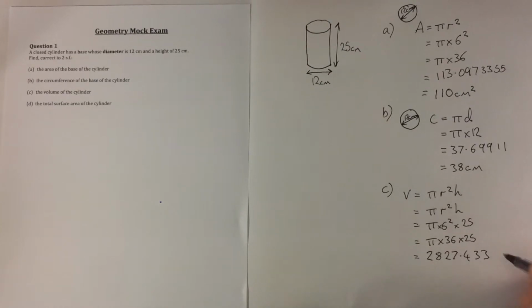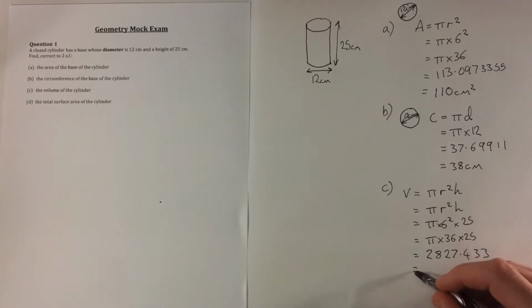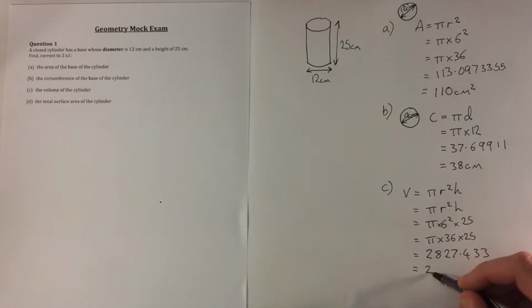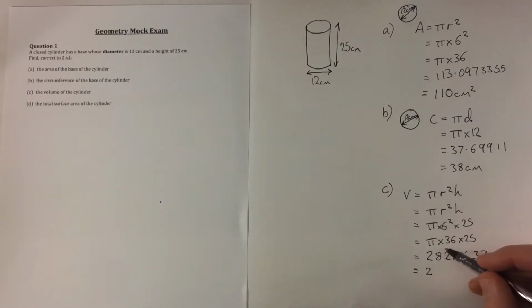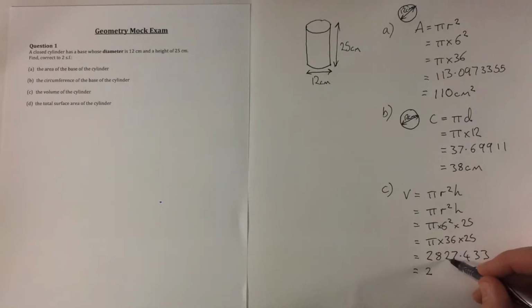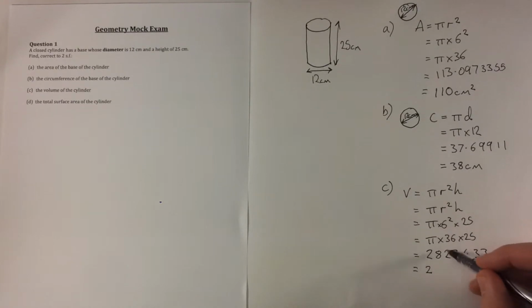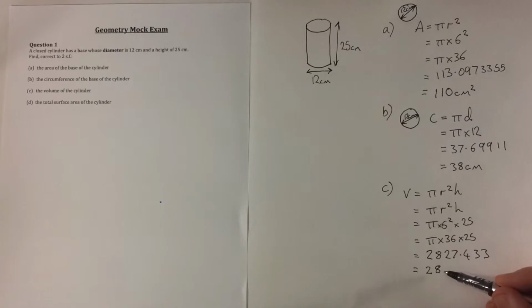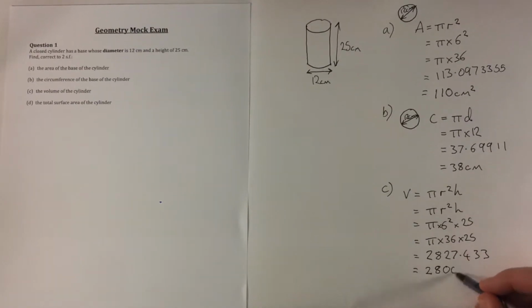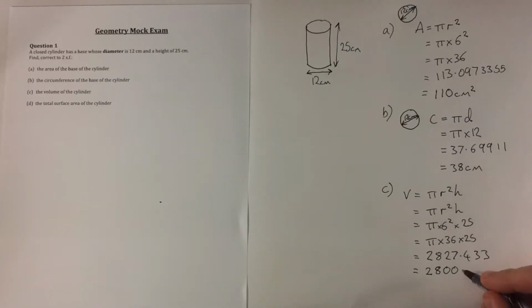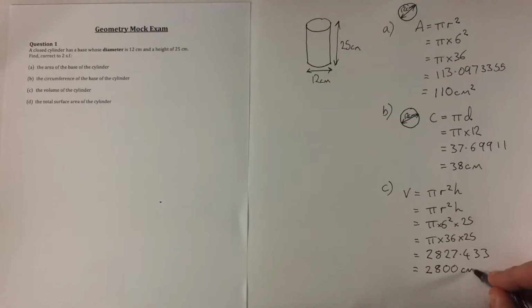2827.433, and so on. Rounding this off to two significant figures, there's our first significant figure, the first non-zero digit from the left. Here's our second significant figure, so we consider the third significant figure. Because this is below 5, this number stays as an 8. But in order to bring this value close to this value, the same order of magnitude, we replace the numbers before the decimal point with zeros. So the answer in this case is 2,800 centimetres cubed.